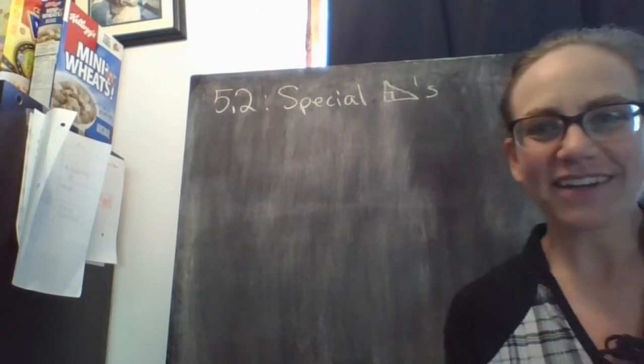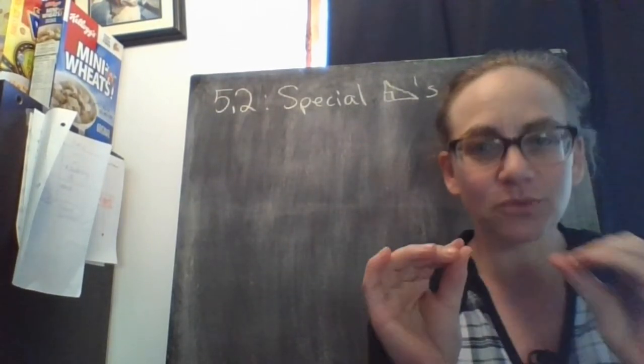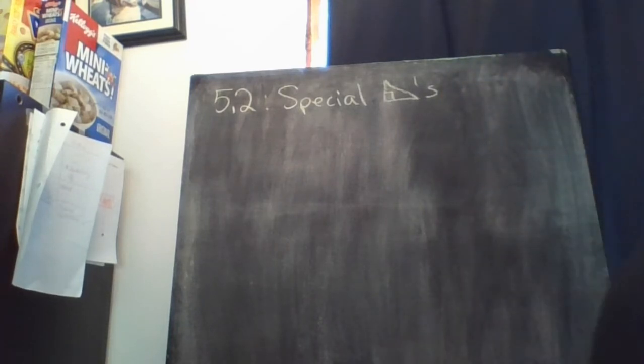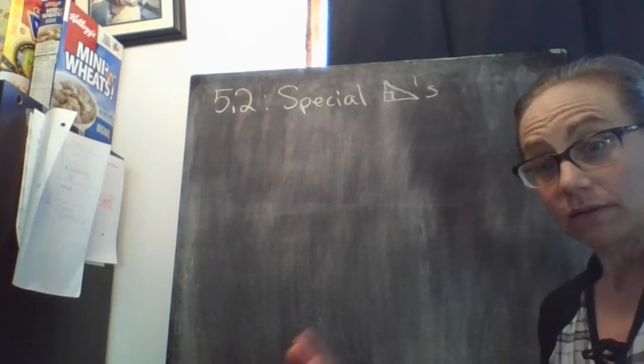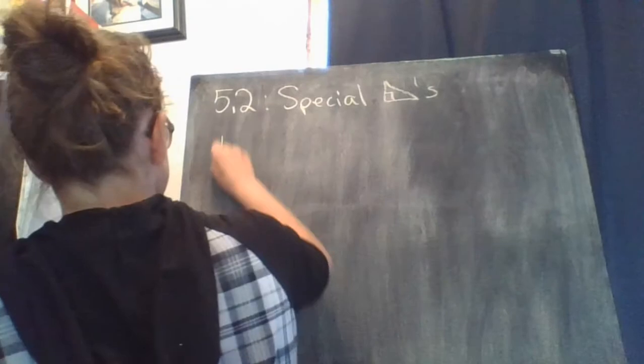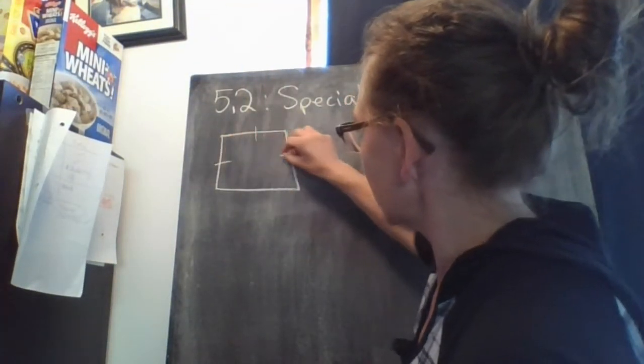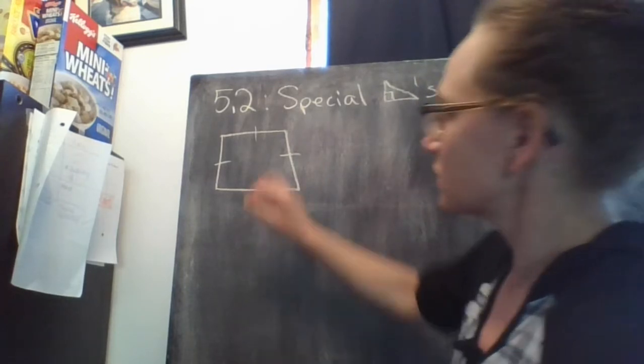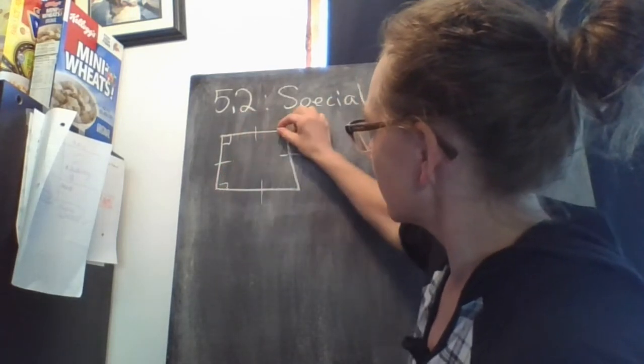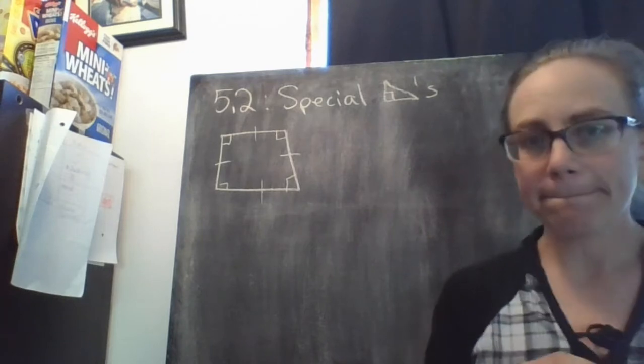Okay, so today we're going to learn about special triangles, and special triangles are really, really cool. Let's start with a square. We know squares, right? They're all the same side length. I didn't draw that really to scale. They've all got 90 degrees, right?